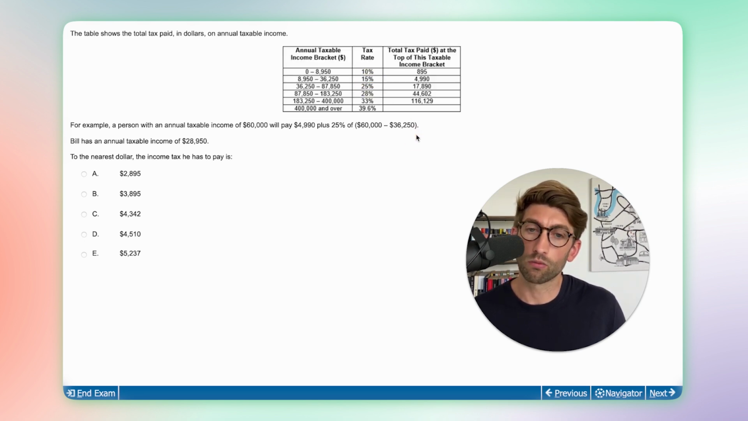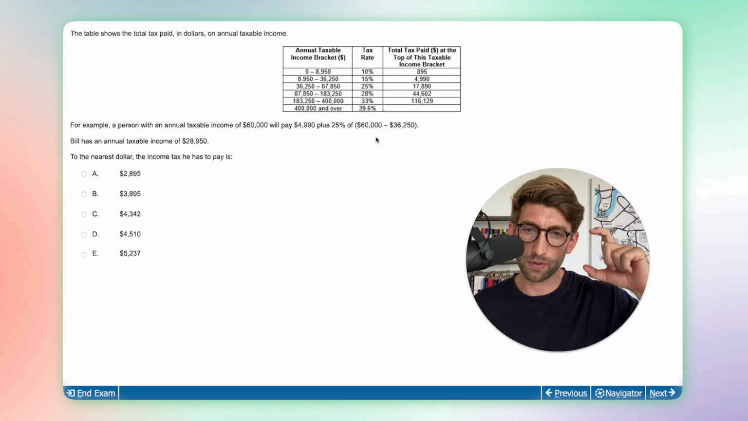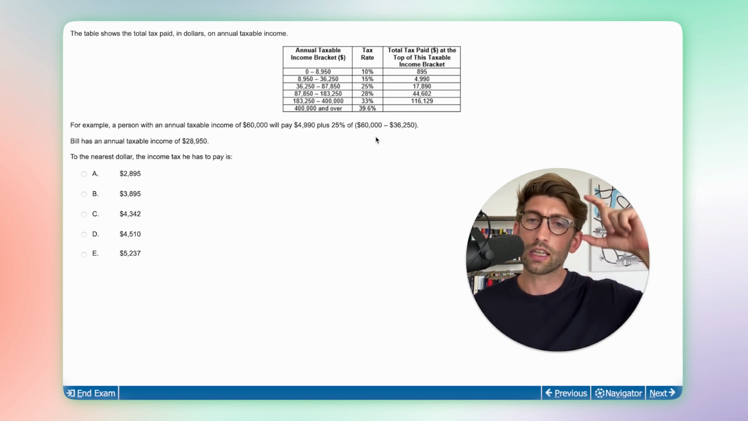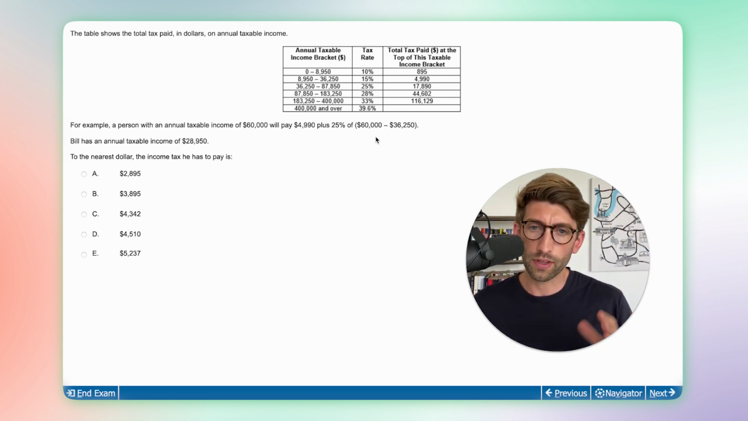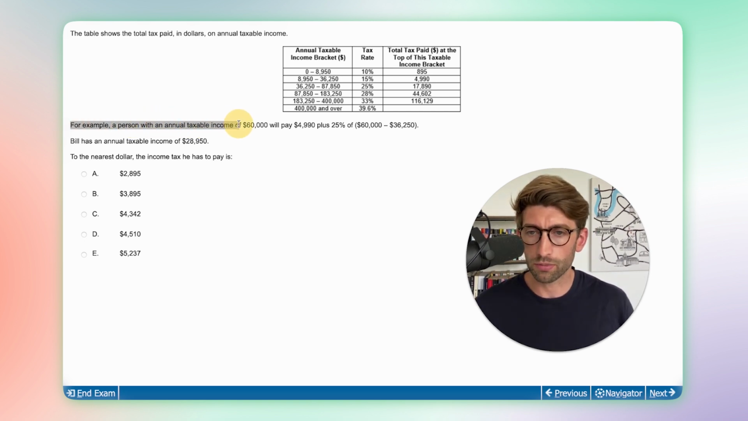So it's just like the real tax system where the first tier is taxed at a certain percent, the next tier is taxed at a different higher percent, and then it keeps going up, right? So that's just how we need to work it out. This example kind of helps you understand, right?